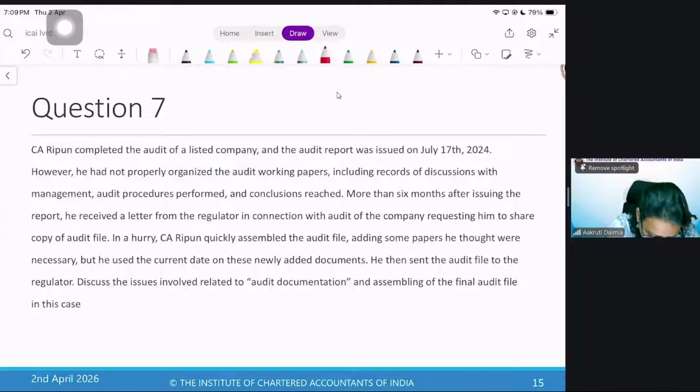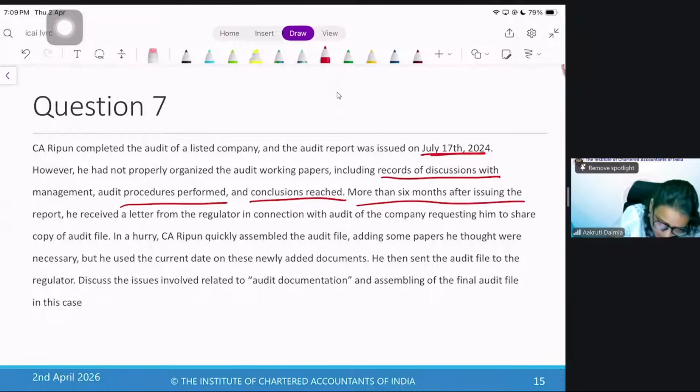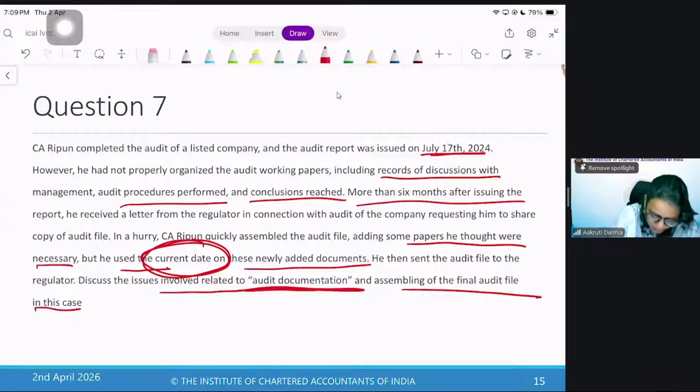Okay, just pay attention. CA Ripun completed the audit of a listed company and the audit report was issued on July 17, 2024. However, he had not properly organized the working papers, including the records of discussions with management and audit procedures performed and conclusions reached. More than 6 months after issuing the report, he received a letter from the regulator in connection with the audit of the company, requesting him to share the copy of the audit file. In a hurry, CA Ripun quickly assembled the audit file, adding some papers he thought were necessary, but he used the current date on these newly added documents. He then sent the audit file to the regulator. Discuss the issues involved related to audit documentation and assembly of the audit file in this case.